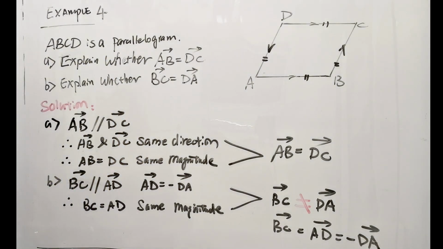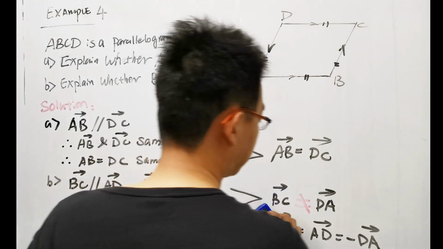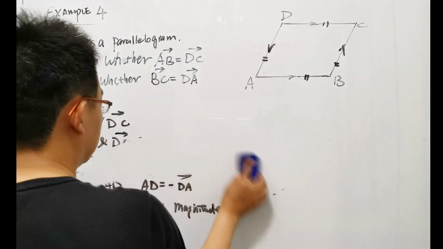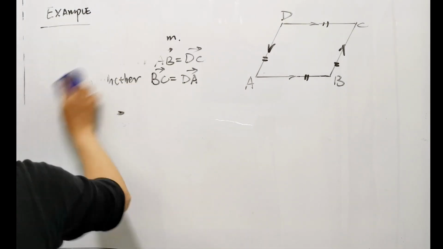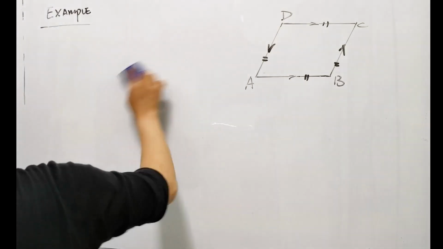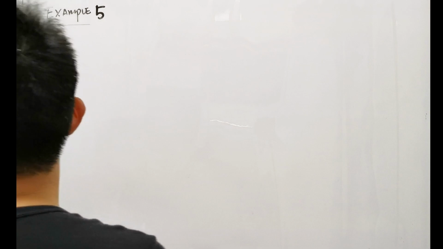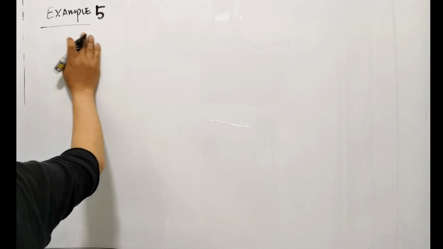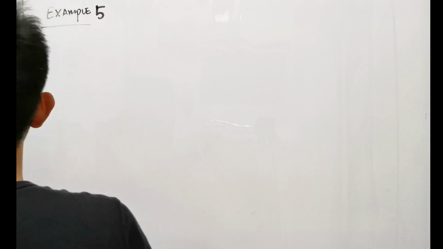This is example 4. Now let's look at the next example. Example 5: in example 5 we talk about two forces operating. So basically the problem is, let's draw a line.